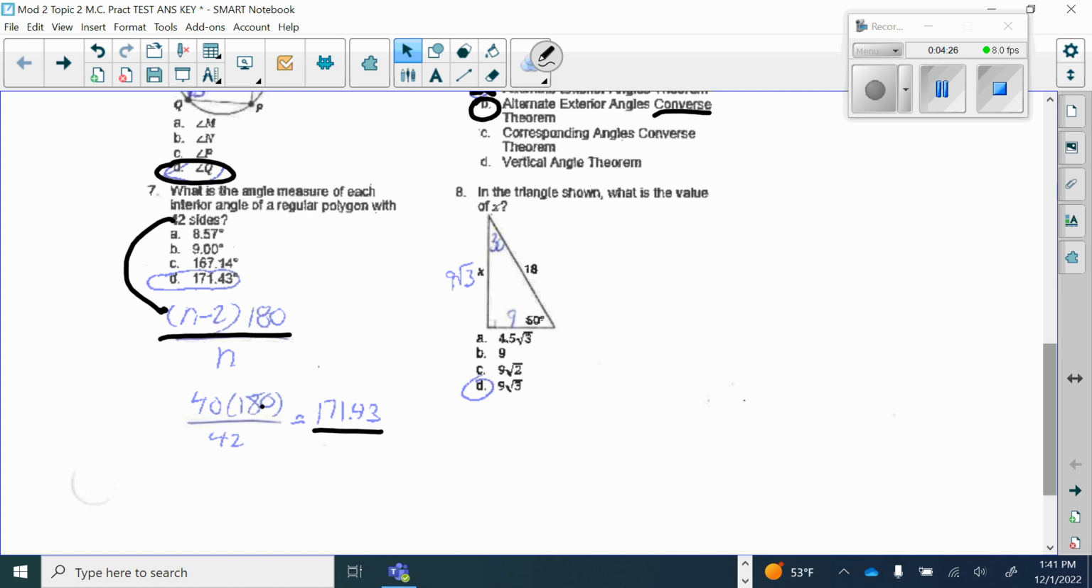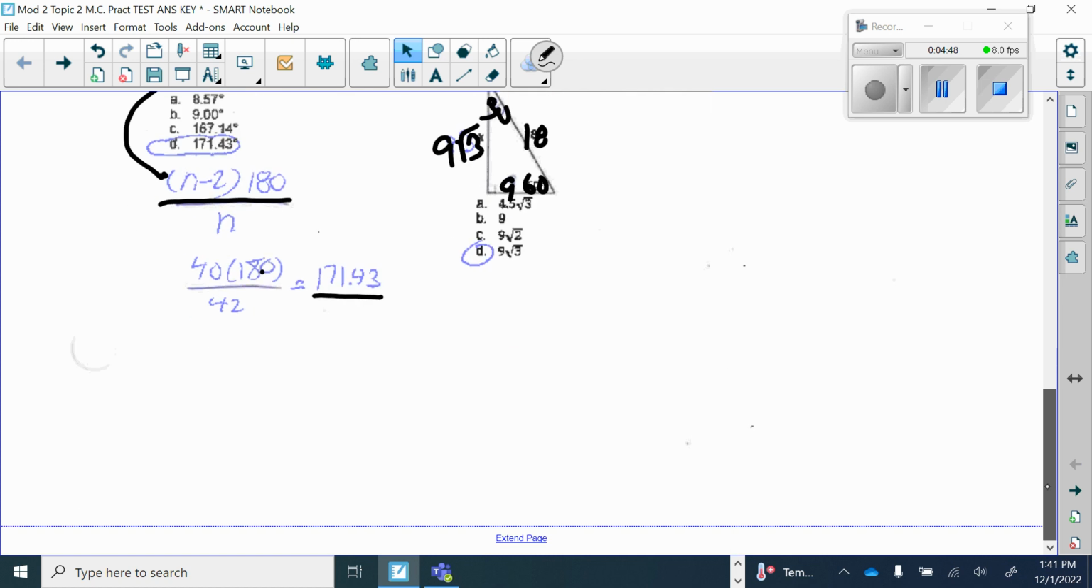What's the value of x? Okay, we have a 30-60-90 special right triangle right there. That shows 60, so that makes this 30 up here. The hypotenuse is 18. So we know the 30-degree side is half of that, so that's 9. The 60-degree side is root 3 times longer than the 30-degree side. So 9 root 3.